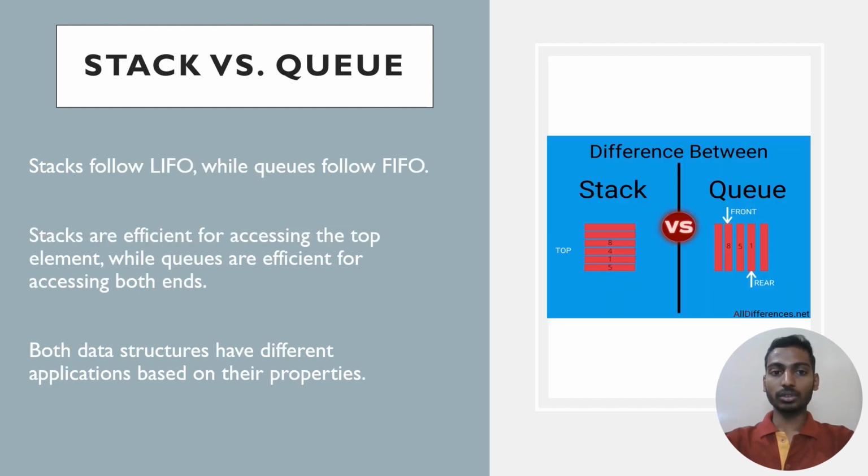Stack versus queue. Stack follows last in first out, while queue follows first in first out. Stacks are efficient for accessing the top element, while queues are efficient for accessing both ends. Both data structures have different applications based on their properties.